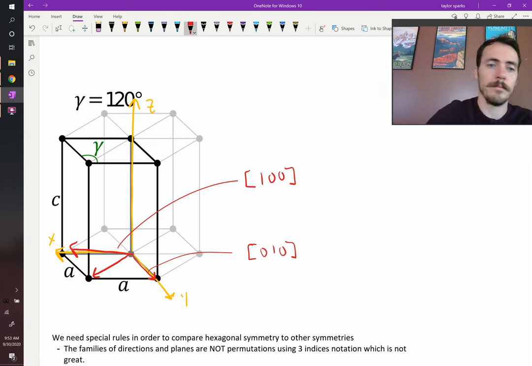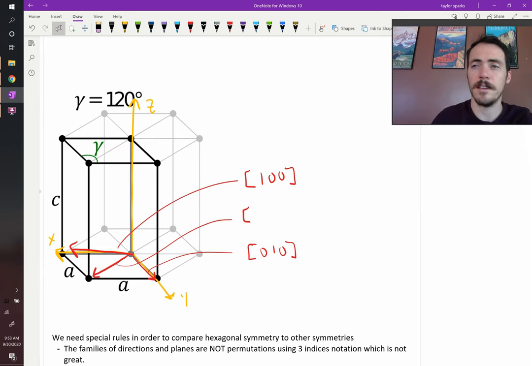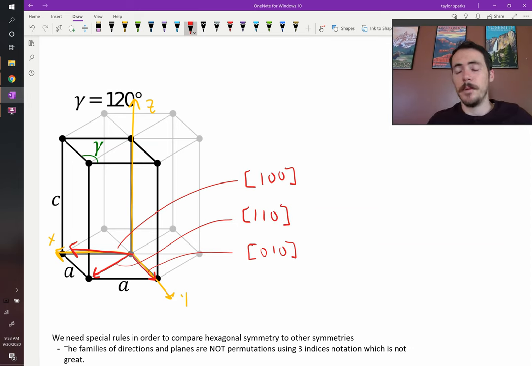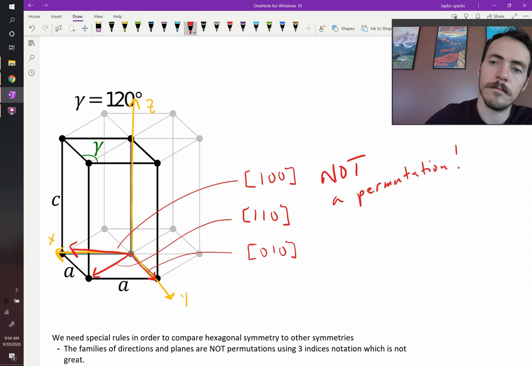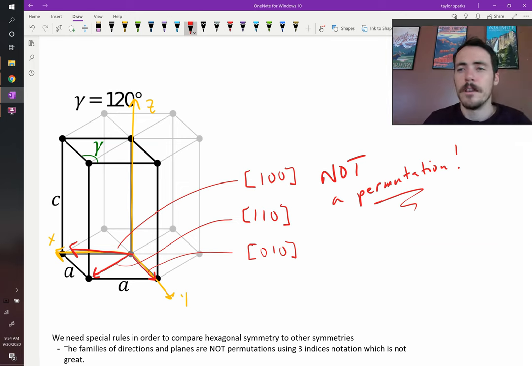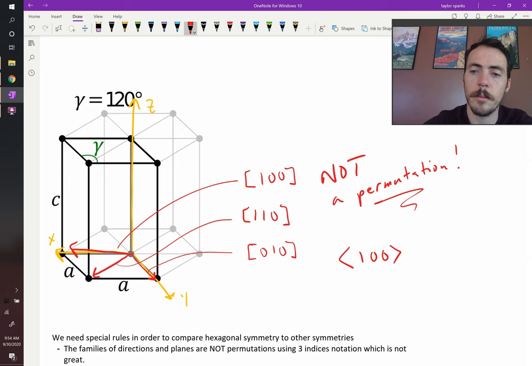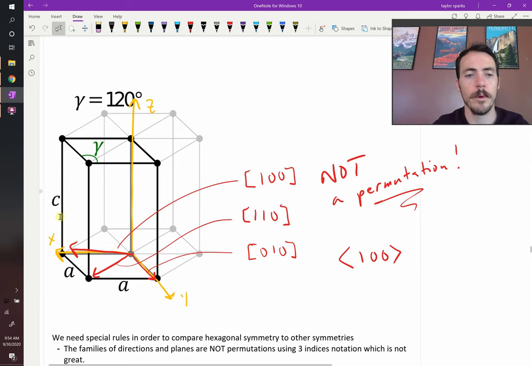What about this other one? Right here, this one moves in the x and the y directions, right? So it would be [110]. Therefore, this is not a permutation, right? So that's a problem. That makes it hard. If we wanted to say all of the directions in the <100> family, we would have missed that one. We would have missed this one over here, and there are going to be other ones that we would have missed as well. So that's not ideal.